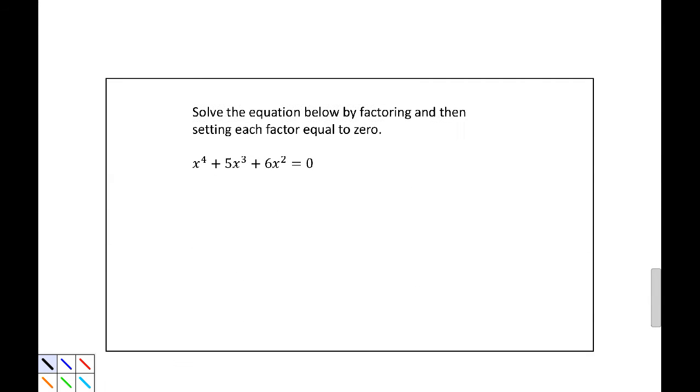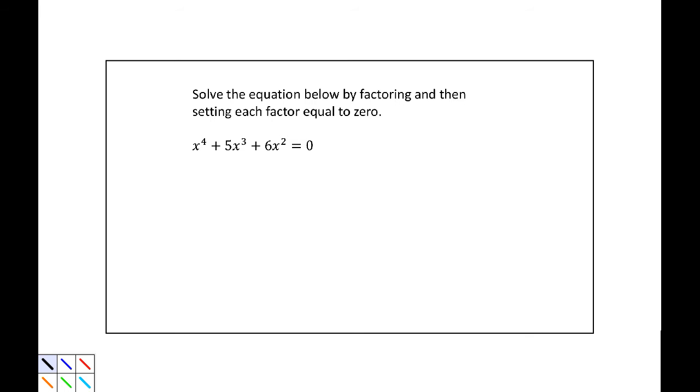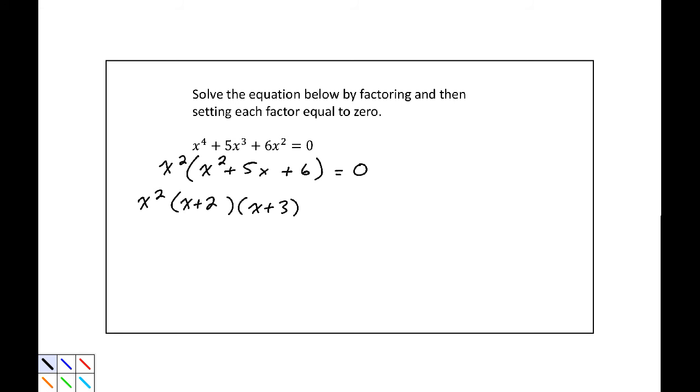Next example, solve the equation below by factoring, and then set each factor equal to 0. Well, first thing we would want to do is notice that these three terms do have a greatest common factor. We could take out an x squared from all terms, which would leave us with x squared times x squared plus 5x plus 6 equals 0. Now that left-hand side can still factor. We'll have x squared, but that trinomial should factor as x plus 2 and x plus 3.